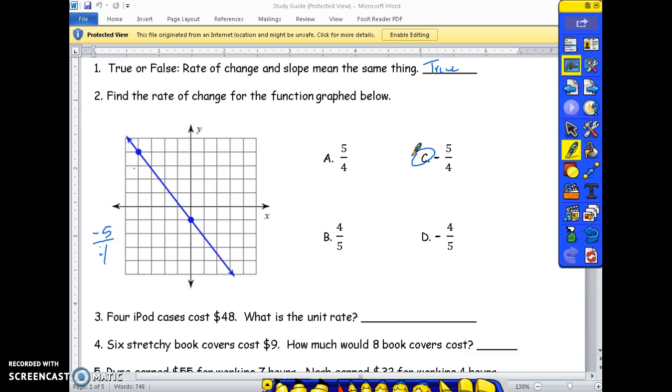4 iPod cases cost $48 each. What is the unit rate? When I divide those, that's $12 per iPod.